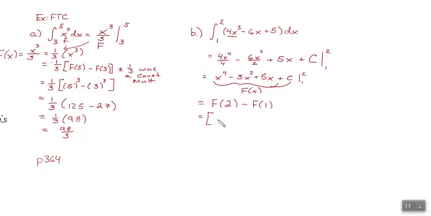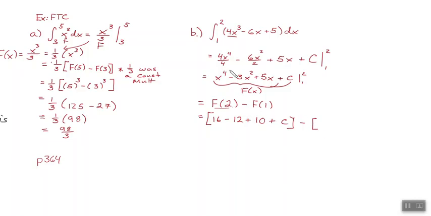As I look at this thing, I need to be able to do 2 to the 4th. I'm doing capital F of 2, so I'm just plugging in 2 for each of these. It's 16 minus, what's 3 times 4? 12, plus 10, plus c if we want to write it. That's F of 2, right? Because you don't plug in 2 for C. I'm now going to subtract off F of 1, and we're going to do the same thing.